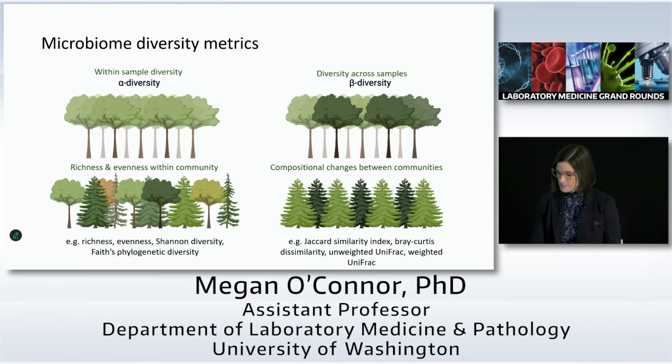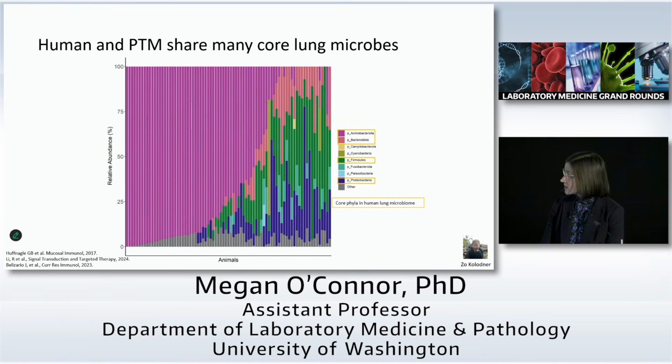So when we first wanted to look at the microbial composition of the lung microbiome across our 81 macaques, we started at the phyla level. This shows our 81 animals on the x-axis, and on the y-axis the relative abundance at the phyla level within the lung microbiome. What I'm highlighting here on the right are the top 4 core phyla within the human lung microbiome. A lot of these microbes that are found within the human lung are also found within the macaque lung.